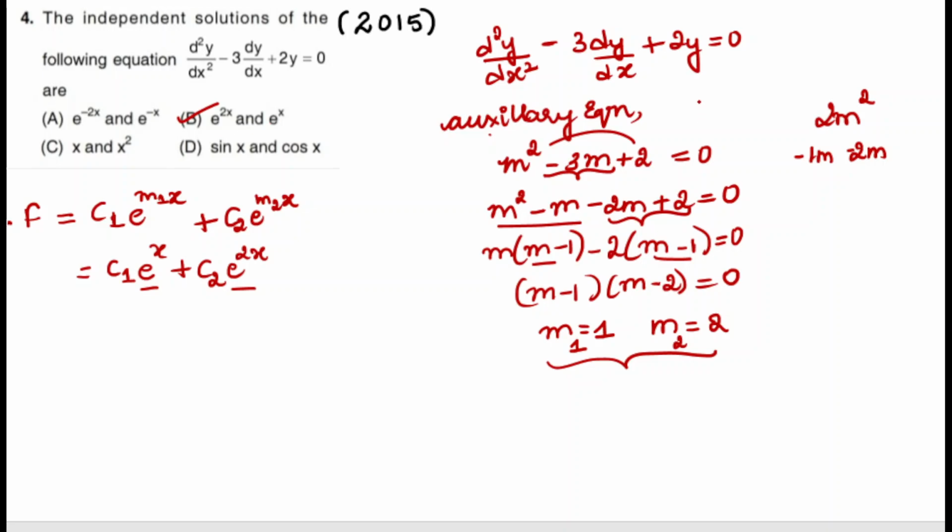First, what we did, we took the equation and we wrote the auxiliary equation. We solved the quadratic equation, and on solving it we got the roots to be 1 and 2. We substituted in the complementary function, that is e to the power of m1x and e to the power of m2x, which are the independent solutions of the following equation. Let us proceed to the next question.